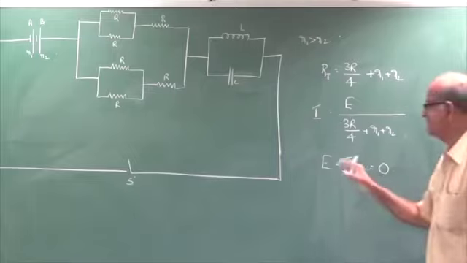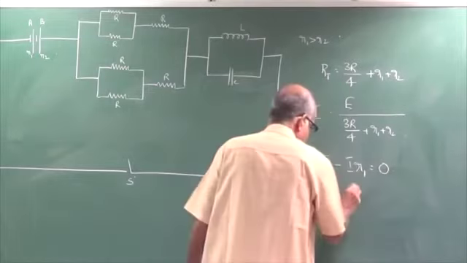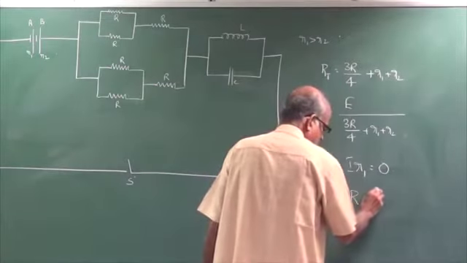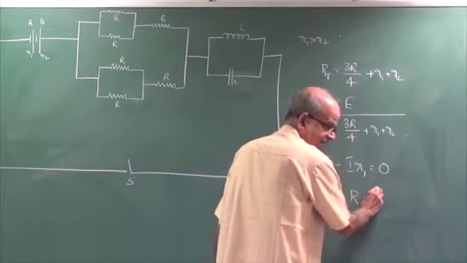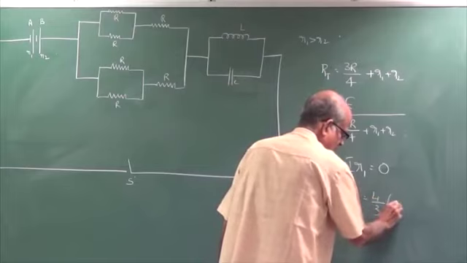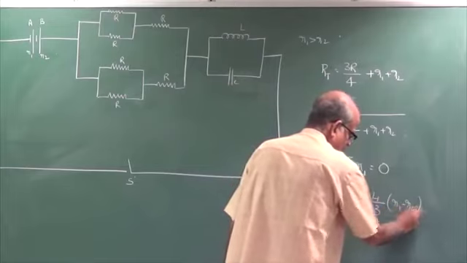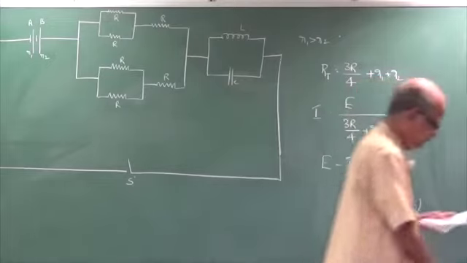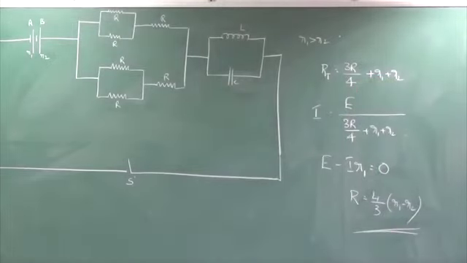Simplify this, you get that. What is that? R is equal to, what answer do you get? R is equal to 4 by 3 (R1 plus R2). Clear?